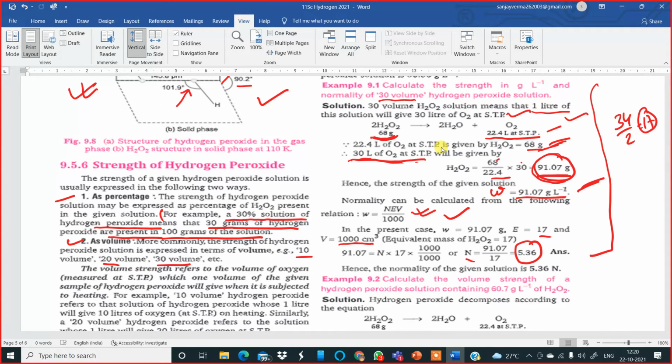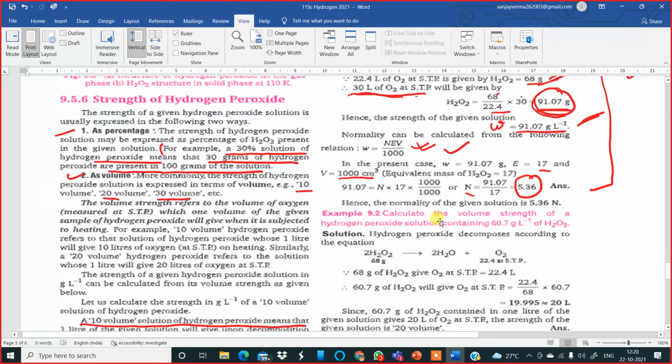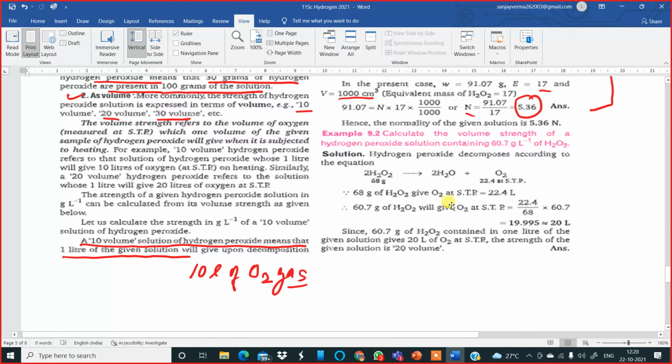Similarly, there is another example, example 9.2 from a textbook. It is saying calculate the volume strength of a hydrogen peroxide solution containing 60.7 grams per liter of hydrogen peroxide. Now this strength is given in grams per liter. So here again write down the equation. Accordingly, 68 grams is liberating 20.4 liters of oxygen at STP.